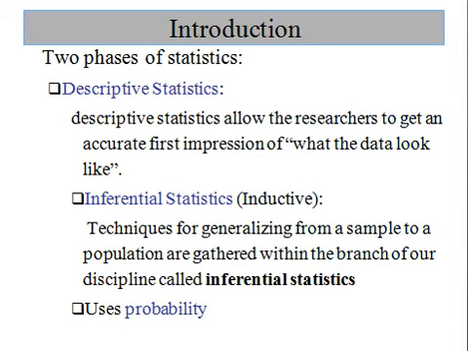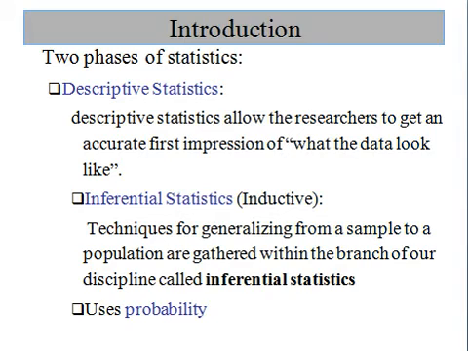Here we can divide statistics into descriptive statistics and inferential statistics. So descriptive statistics is basically allowing the researcher to get an accurate first impression of data. We can estimate the mean, median, mode for our data, and also a histogram. That's very useful in descriptive statistics.